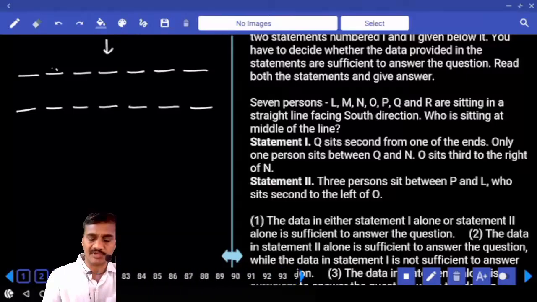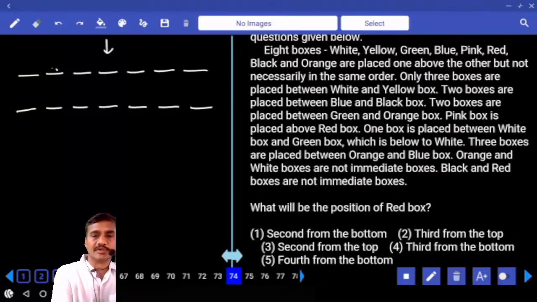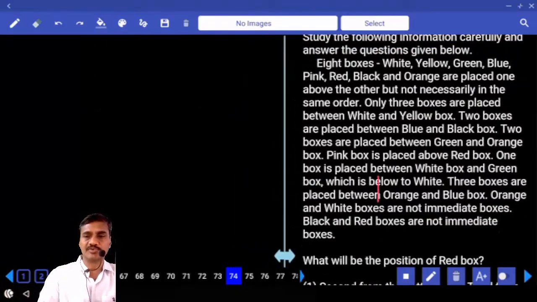Choice 3, question number 100. Now first, say the age duration. 70 boxes. Now 74 to 78. In this 74 to 78, there are some 8 boxes. And what are those boxes we have?